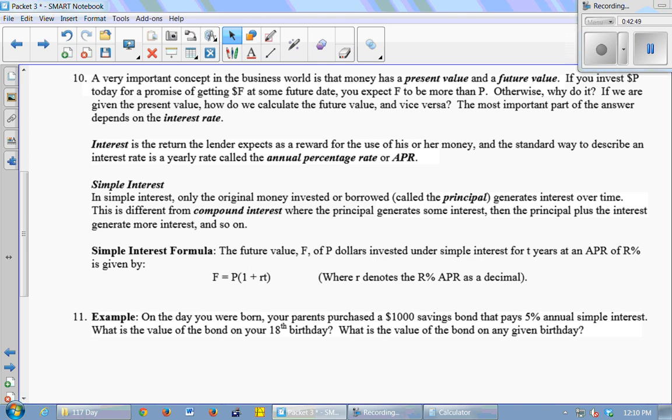So simple interest is the first kind of interest that we're going to study. In simple interest, only the original money invested or borrowed, called the principal, generates interest over time. This is different from compound interest, where the principal generates some interest, and then the principal plus interest generates more interest, and so on. So in compound interest, interest earns interest. In simple interest, only the original amount earns interest.